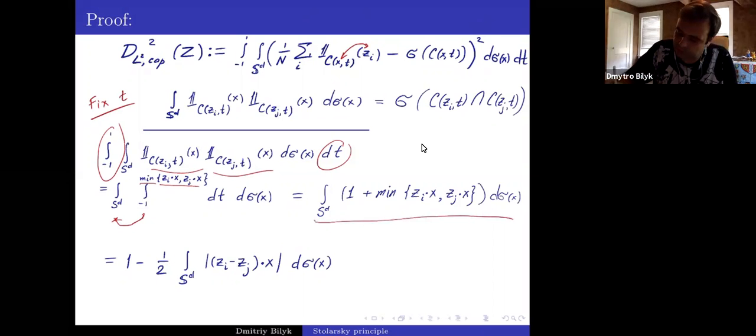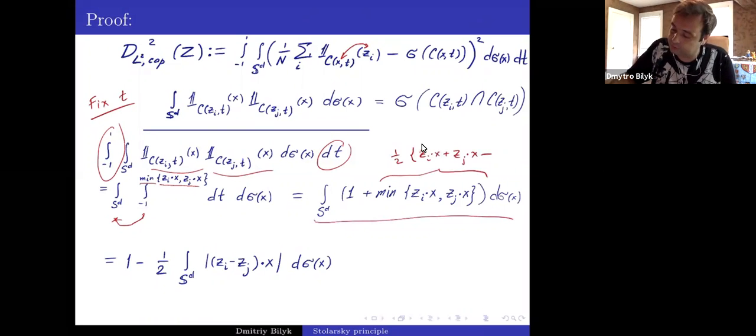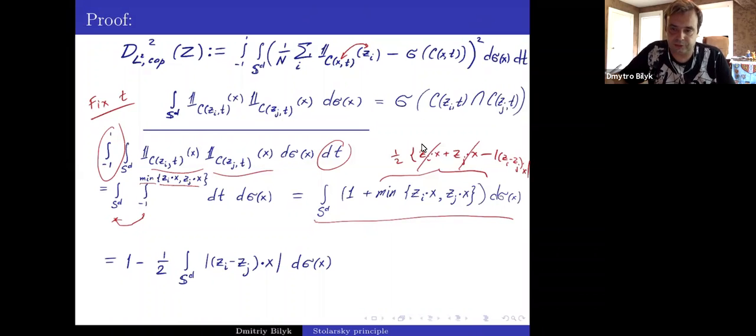And now you just write the minimum as 1/2 (zi dot x plus zj dot x) minus (zi minus zj) dot x. Sorry. Notice now when I integrate with respect to sigma, this will disappear after the integration, because these are symmetric functions. They integrate to 0. So you will just end up with this expression.